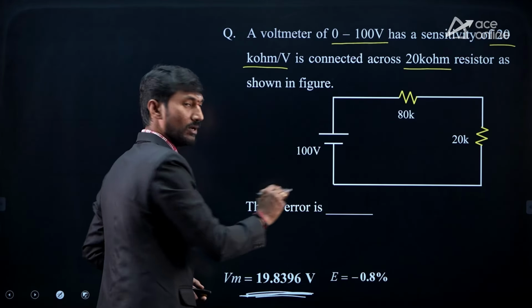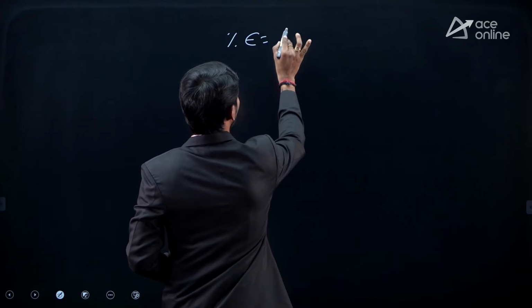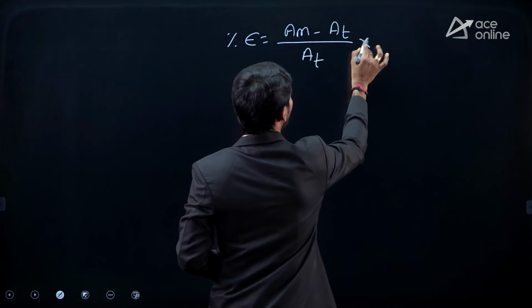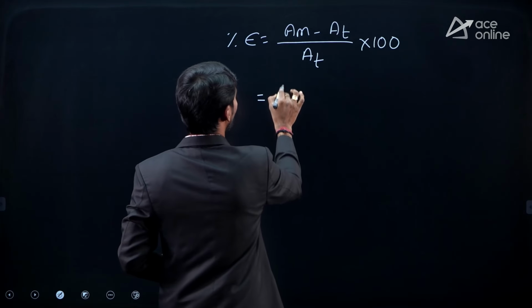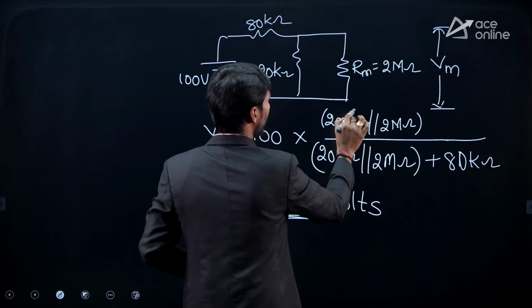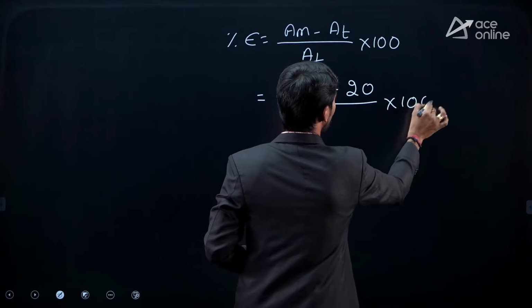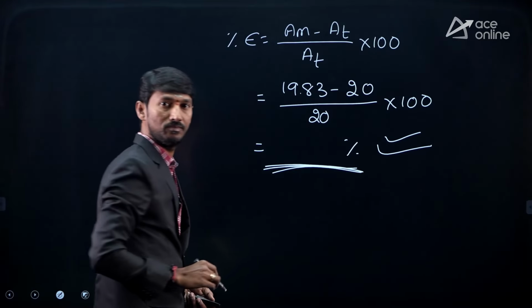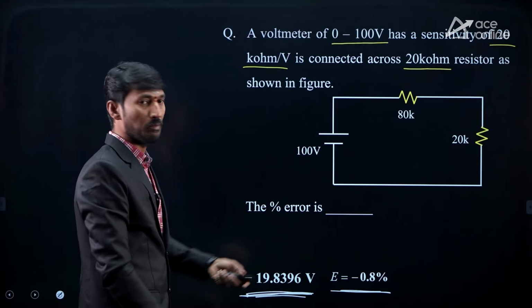Percentage error they are asking. So simply, percentage error is equal to (Vm minus Vt) by Vt into 100. Now substitute that value: (19.83 minus true value 20) by 20 into 100. So you are going to get the corresponding value. For your idea, I have shown already, this is the error, that will be 0.8%.